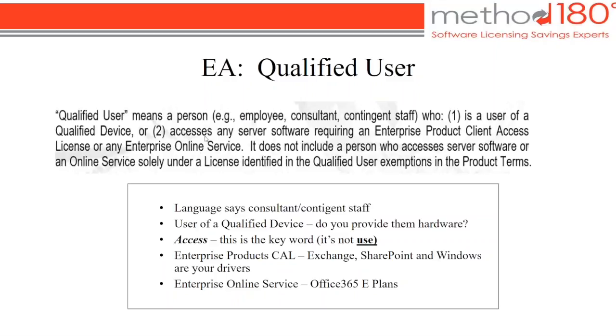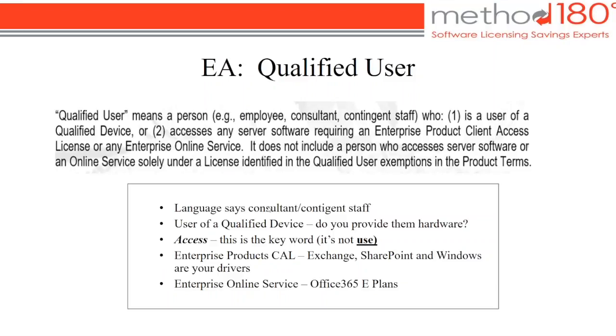They have the word accesses here, but access is the key word. It's not use. Okay? And so this actually is one place that people get caught up. If you've been on any of my calls before where we talk about audit, we talk about access versus use quite often. But I've had a lot of people who have contractors that are in Active Directory groups that have access to Exchange servers or SharePoint servers, even though they're not utilizing them, and then therefore it's use. So again, because Windows servers is in that enterprise product client access license that they call out there, they're going to have access to Windows servers, which kind of puts them in play here.